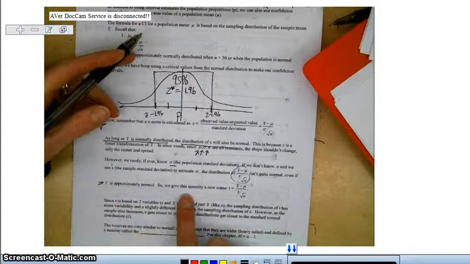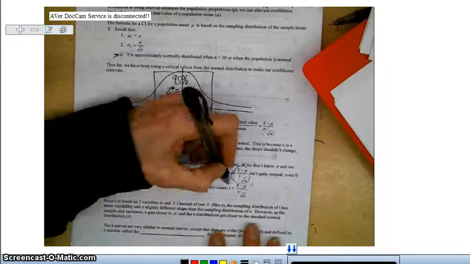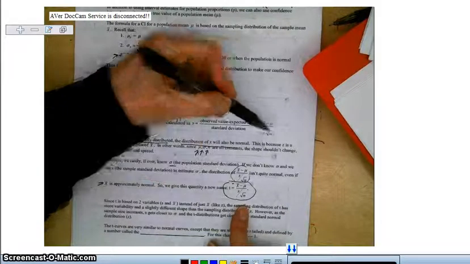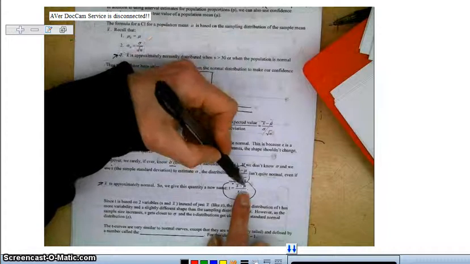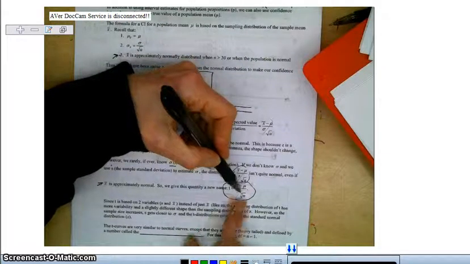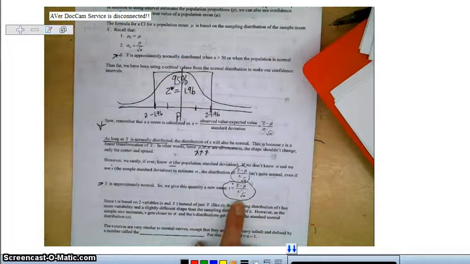So we create a new quantity. We give this a new name. Basically, we know it's not normal. We're doing the calculation of the z-score, okay, the z-score: X bar minus the true mean divided by the sample standard deviation divided by the square root of n. This is just finding the standard deviation using the sample rather than the true value.